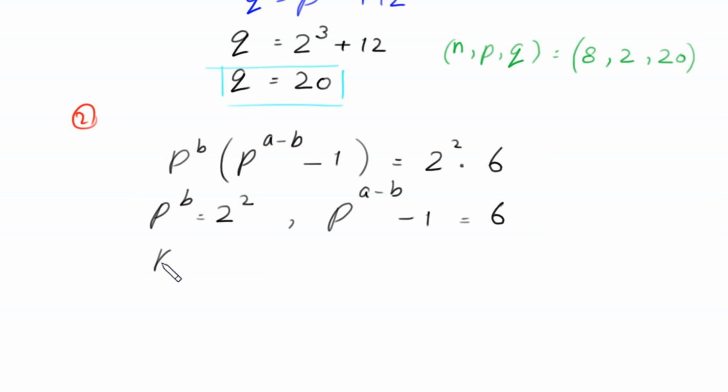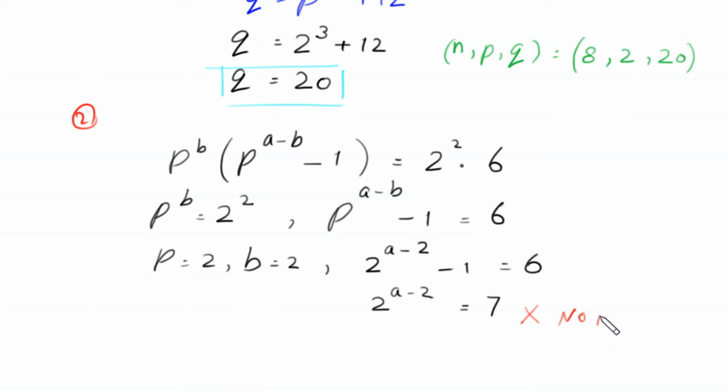From this equation, p is equal to 2 and b is equal to 2. And from this equation, value of p is 2 to the power a minus value of b 2 minus 1 equal to 6. And we move this negative 1 to the right side, then 2 to the power a minus 2 is equal to 6 plus 1, 7. Now because this 7 cannot be written in the form of a power of 2, no solution can be found from this case. Now we solve case 3.